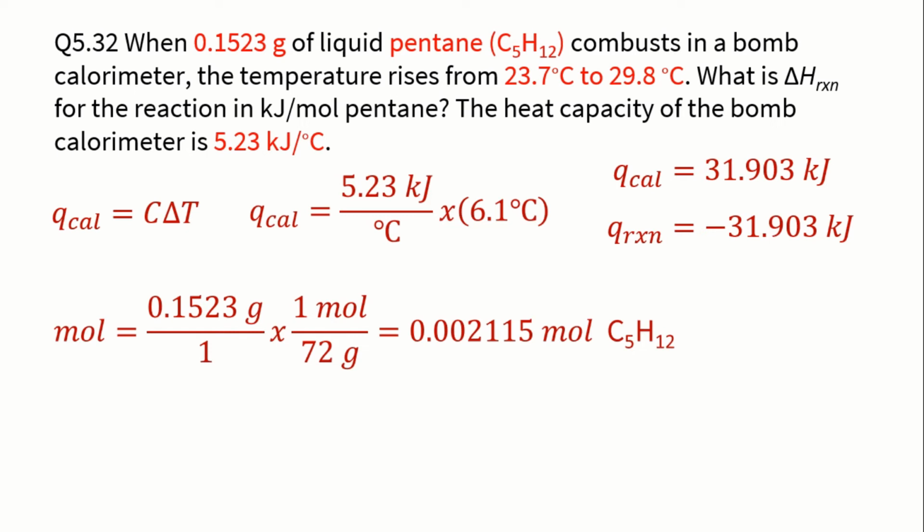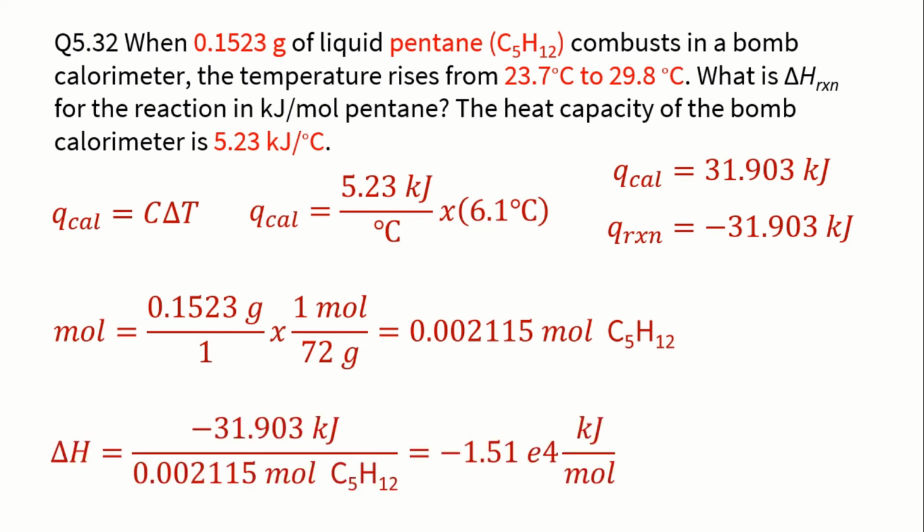So now I know this heat came from this many moles of pentane, and my last step, right, would just be, how do I make kilojoules per mole? Well, I have kilojoules, I have moles, so if I divide those two, negative 31.903 kilojoules were released when 0.002115 moles of pentane were put through this bomb calorimeter. So the delta H for this reaction should be something on the order of 1.51 e to the fourth kilojoules per mole.